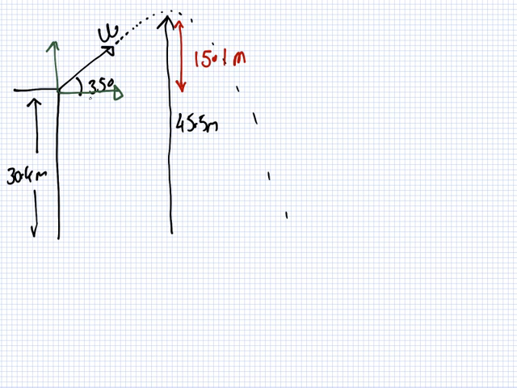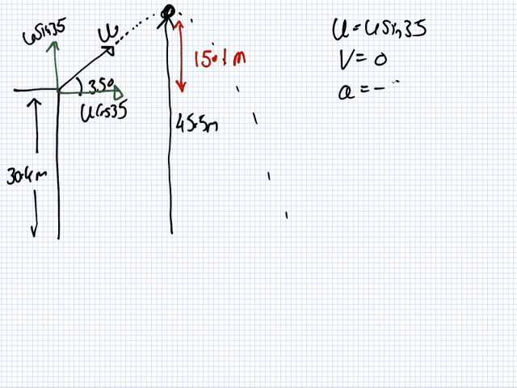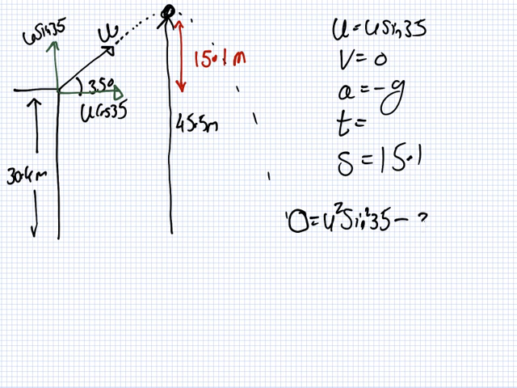Initial speed, yeah? So this one is U cos 35, and this one here was U sine 35. And we're looking in the vertical direction. U is U sine 35. V is 0. A is minus g. T, we don't know. S, we do know. We have V squared equals U squared plus 2as.